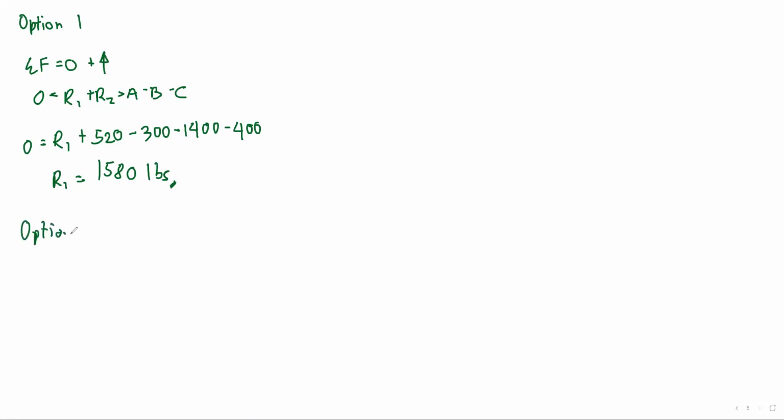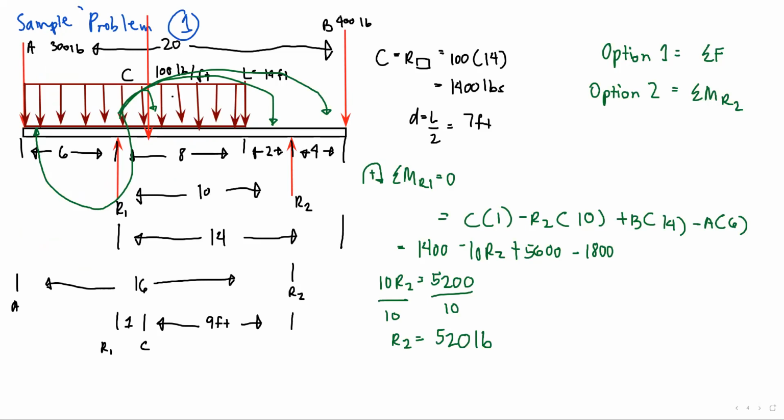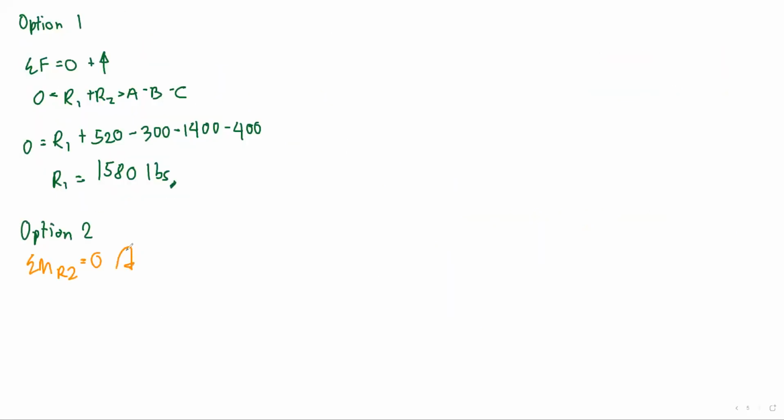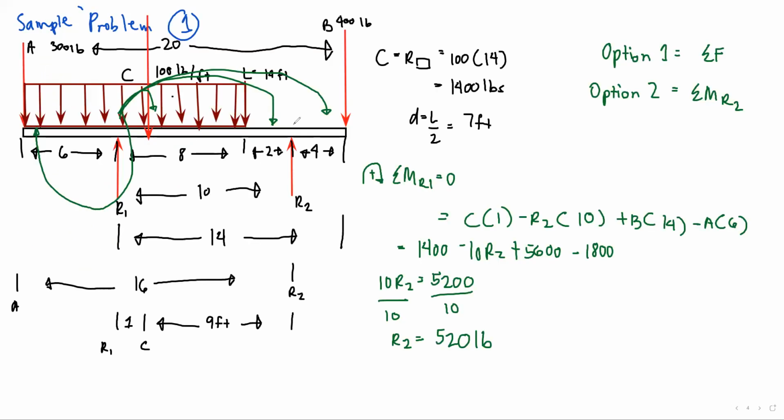So, option 2, summation of moment. So, ibang kulay para makita niyo. Summation of moment at R2 is equals to 0. Okay? So, ito yung R2 natin. Clockwise, ulit, positive. Okay? So, ito yung R2 natin, guys, ha? Ayan. So, positive, negative, positive, negative. So, positive yung B, positive yung R1, negative yung C, and then negative yung A.